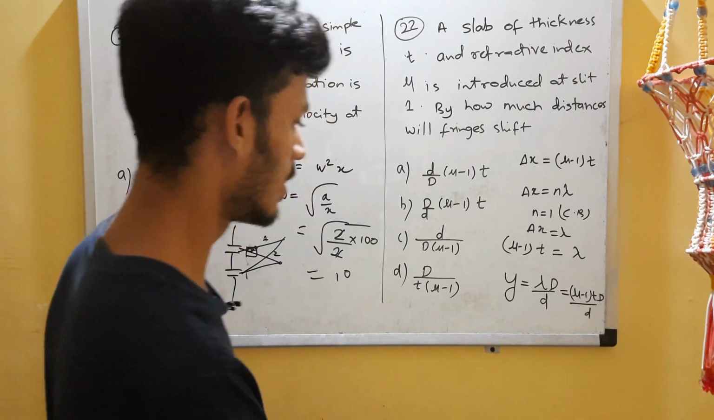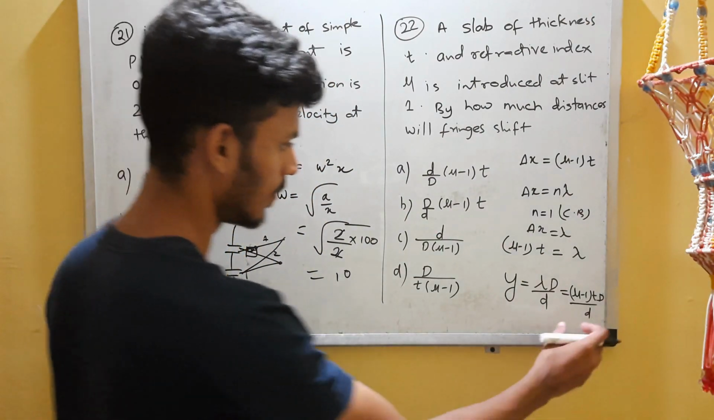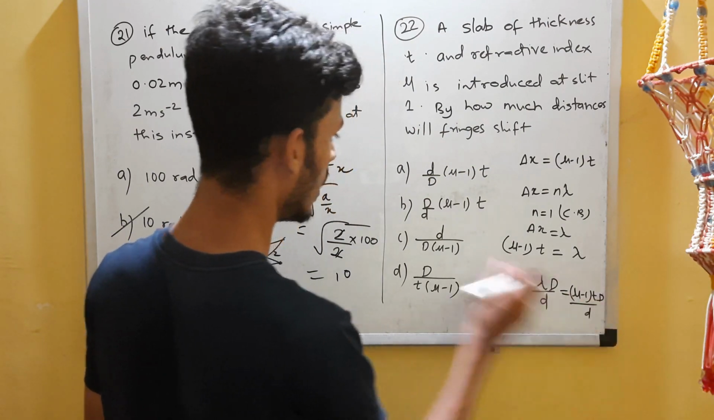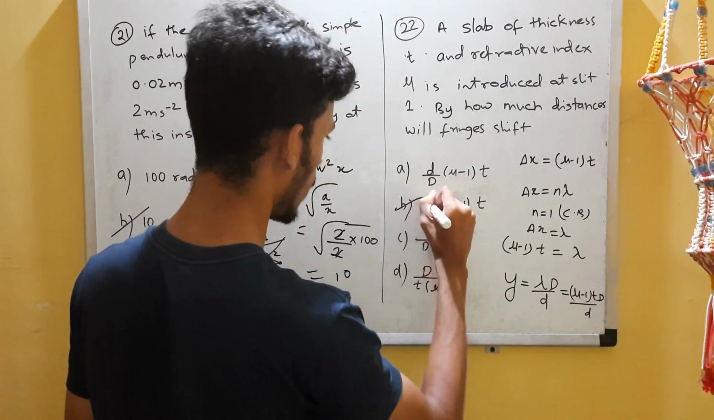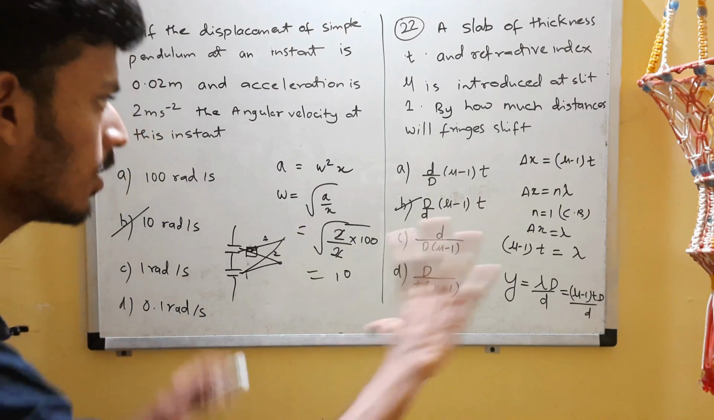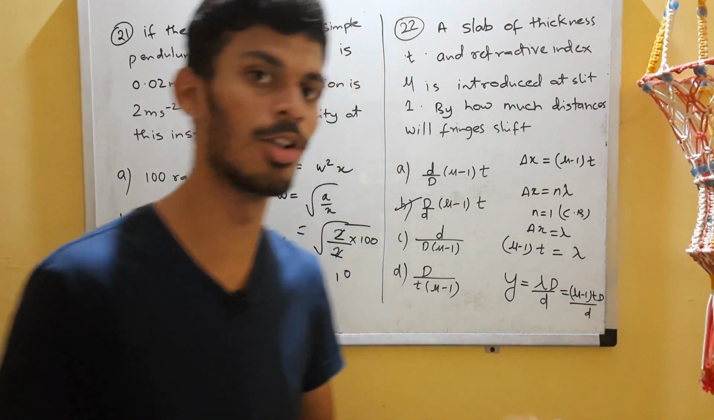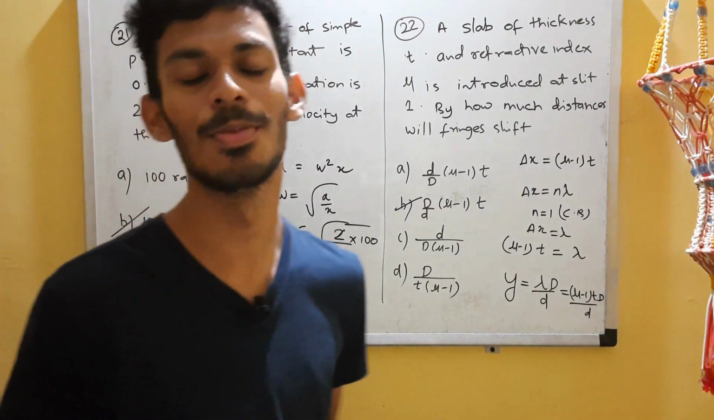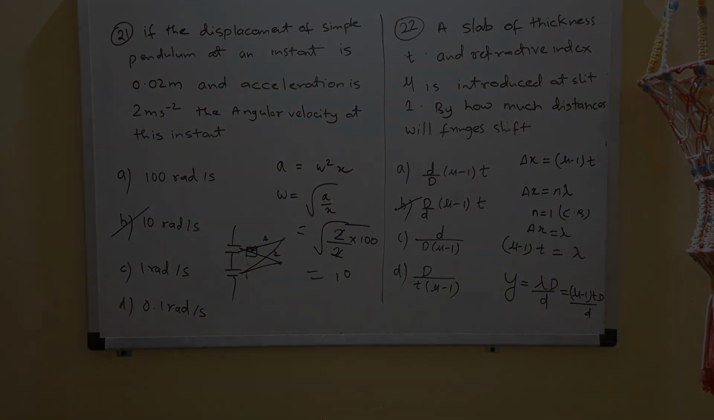So yes, this is the distance that has been shifted, so it is (mu minus 1) into t, or capital D by d, (mu minus 1) into t, option B. Okay, so I know it was based on an advanced concept, and it's a very good question, okay, to remember. So let's move to the next question now.